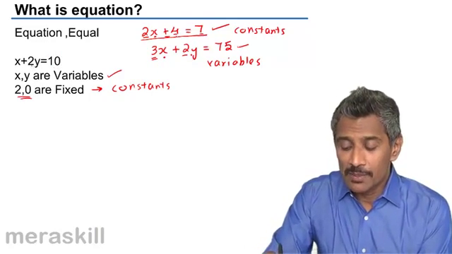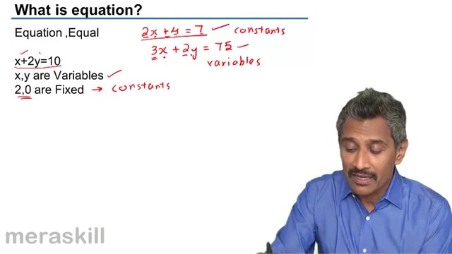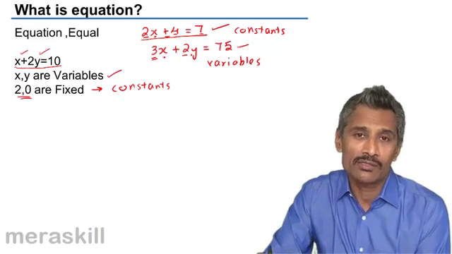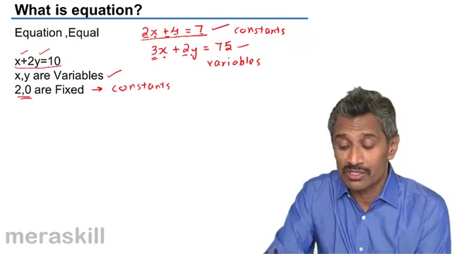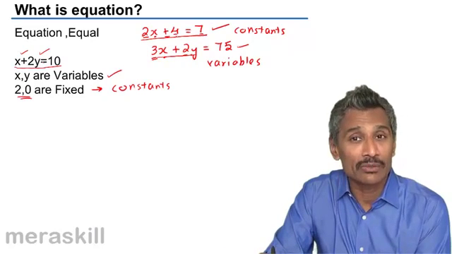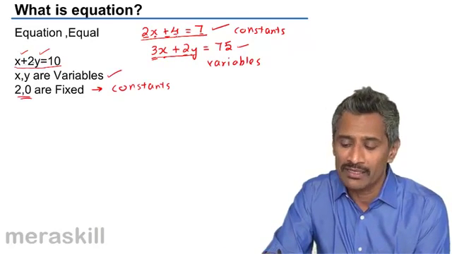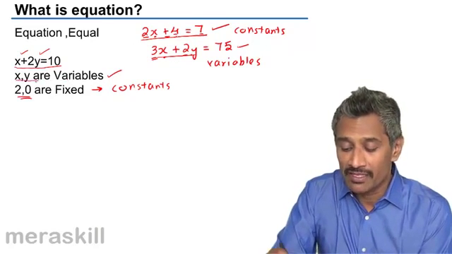So let's consider this particular equation. You have x plus 2y is 10. So here x and y are variables because in this particular equation they could have one value. In another equation they could have different values. Although they are the x and y, their values could be different from what you have over there. Hence they are called variables.